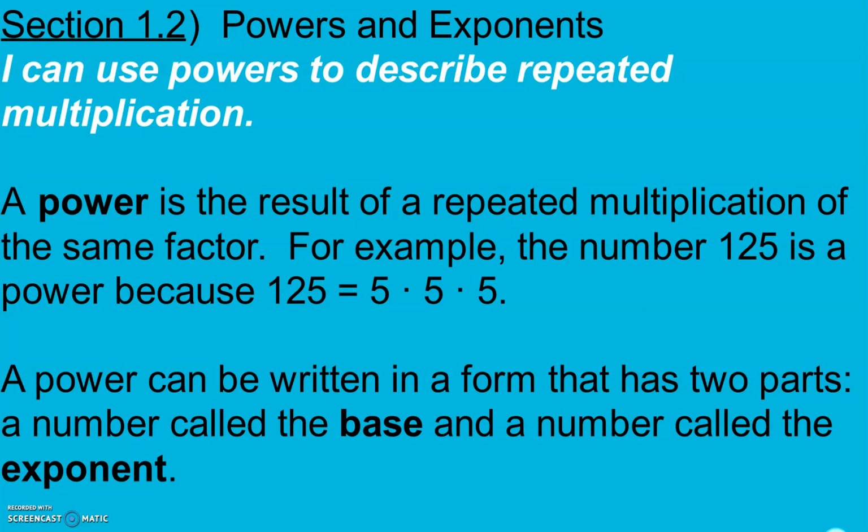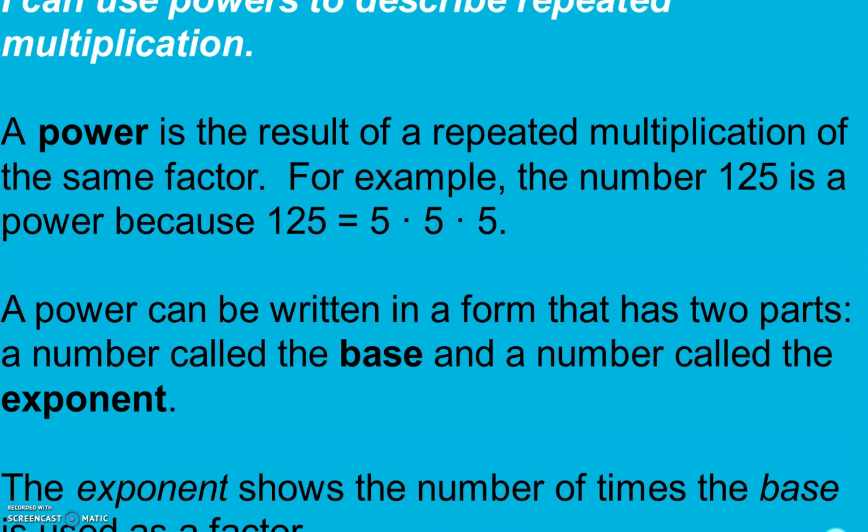Section 1.2 is powers and exponents. I can use powers to describe repeated multiplication. A power is the result of a repeated multiplication of the same factor. Remember, factors are things that we multiply together. So for example, the number 125 is a power because it's equal to 5 times 5 times 5. So the same number multiplied by itself.